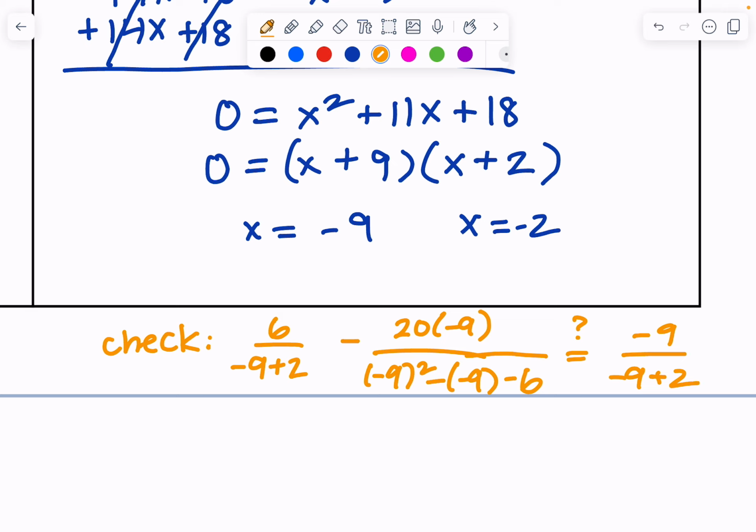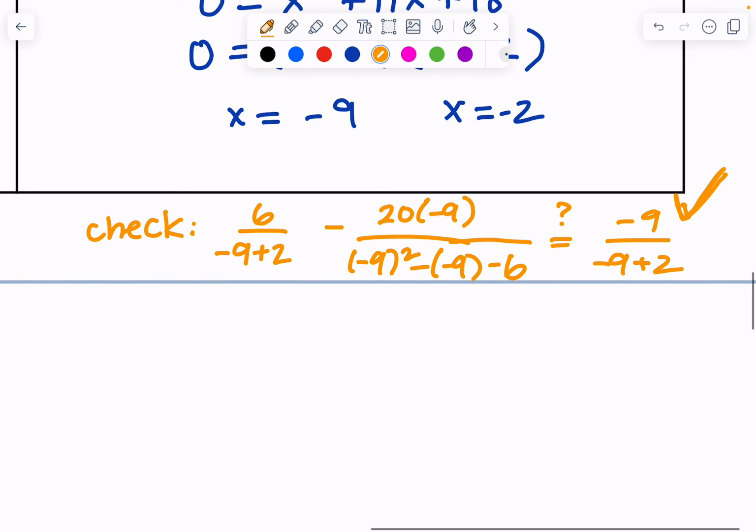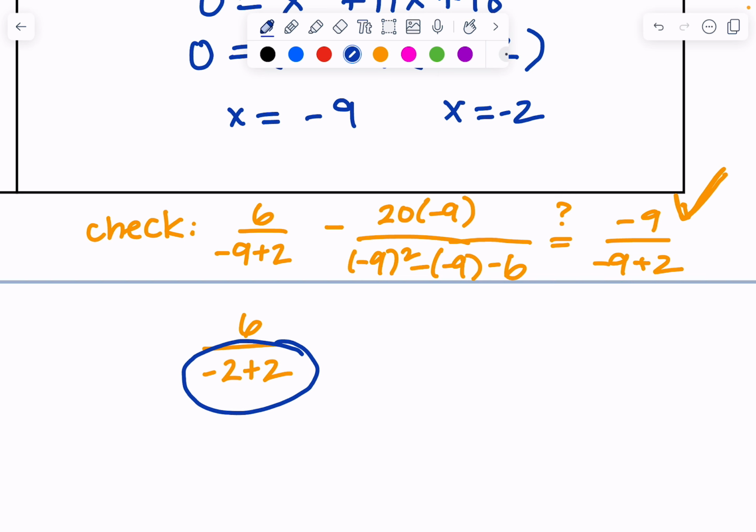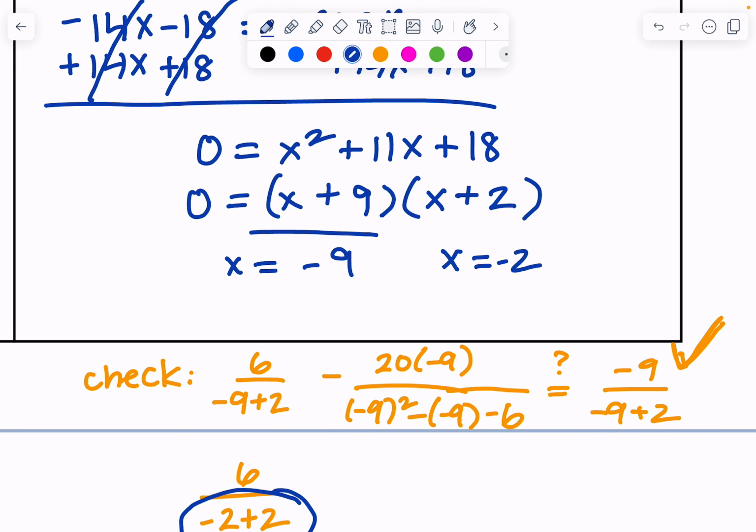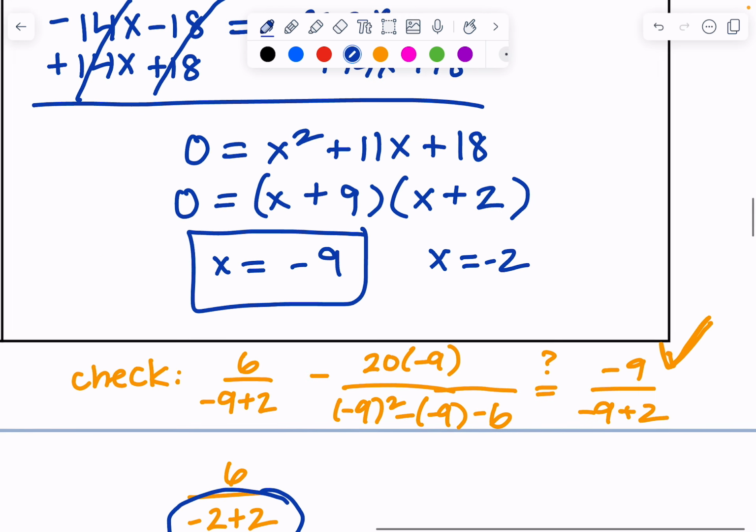And that's a lot of math. I would use my calculator, but this one does work. So I'm going to check here. I'm going to do the same thing with negative 2, so this would be 6 over negative 2 plus 2. I can go ahead and stop here because I know I'm going to get a 0 on the denominator. So my only solution for this problem would be x equals negative 9, and that leaves me that x equals negative 2 is an extraneous solution.